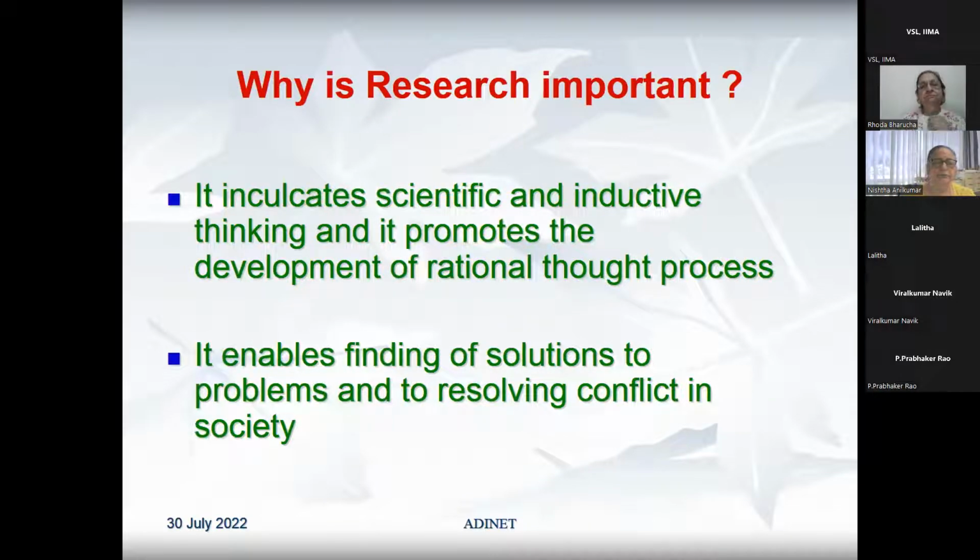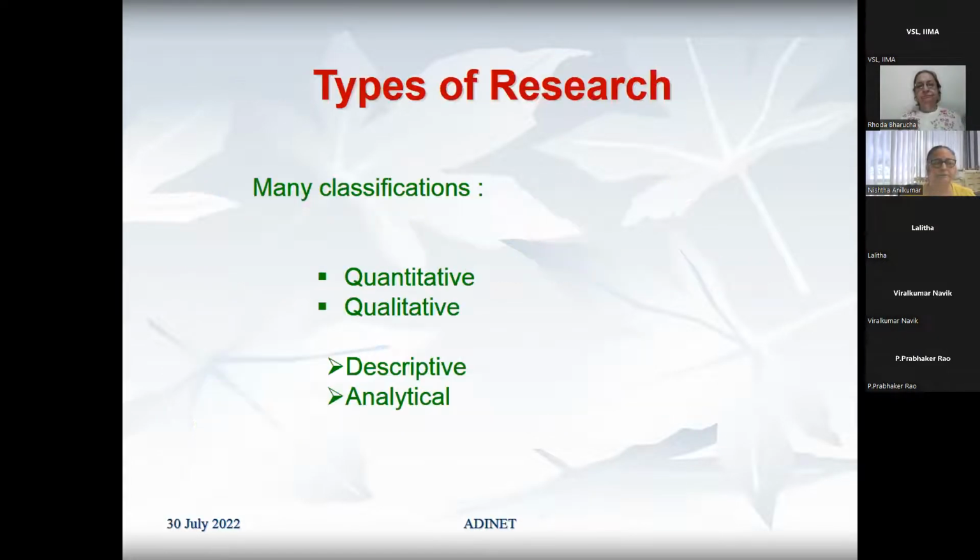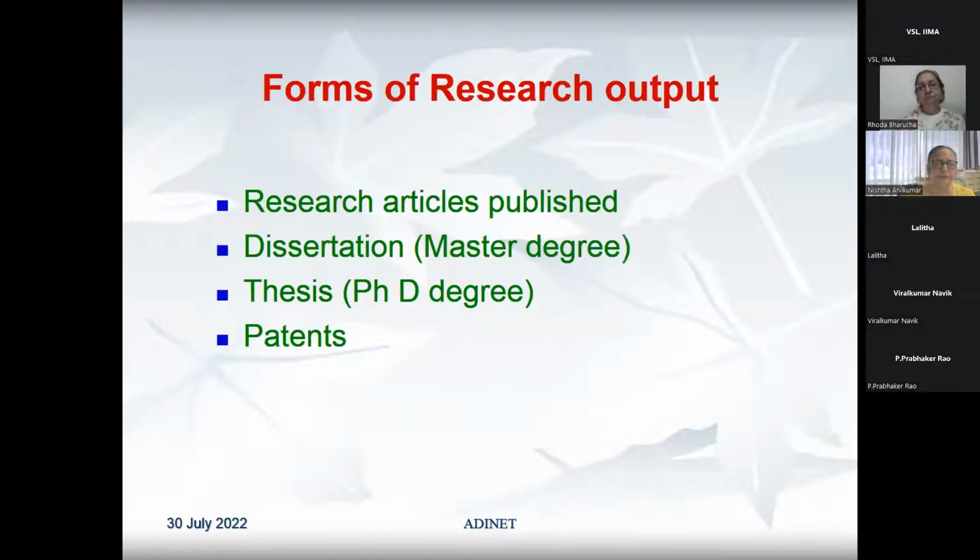So research is important in finding solutions to problems and resolving conflict in society. It also inculcates the scientific temperament in our rational thought. There are many classifications, but in social sciences, quantitative and qualitative, descriptive and analytical, inductive and deductive are the kinds of research into which we can divide research.